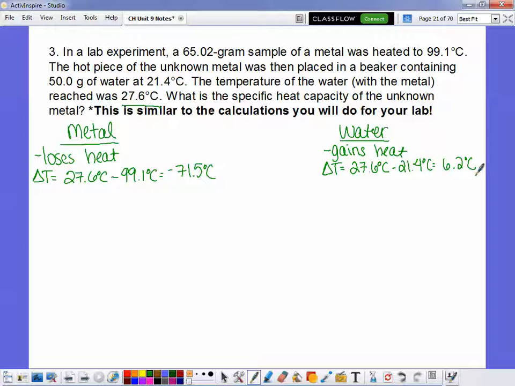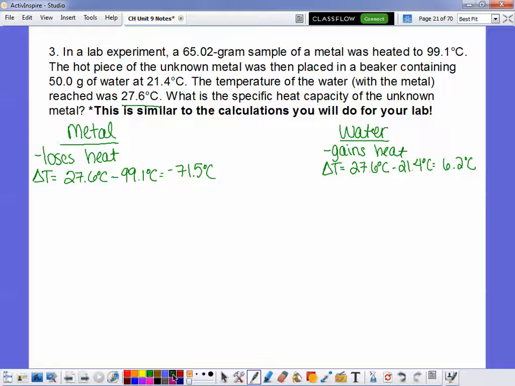Okay? Now notice the water only increased a little bit, whereas the metal decreased temperature a lot. That's because the specific heat capacity of the metal, when we do this whole calculation, should be less than the specific heat capacity of water. Because the water only changed temperature a little bit, whereas the metal changed temperature a lot. Okay?